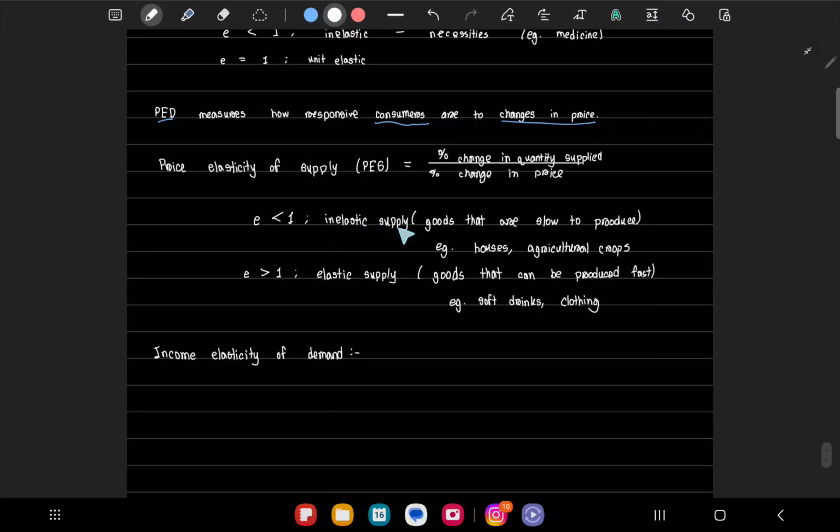For supply, inelastic supply just means that even if the price increases, the producers cannot sell for a higher price because they cannot produce a lot of new products when the price increases. They'll need some time to produce it. And elastic supply is just the opposite.